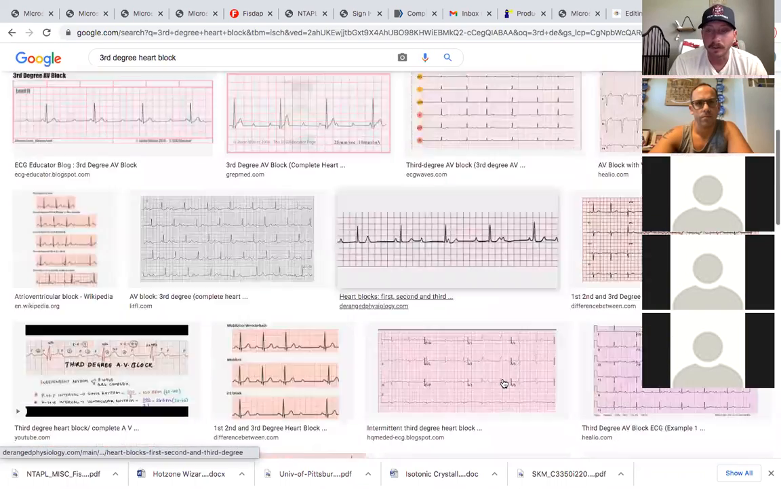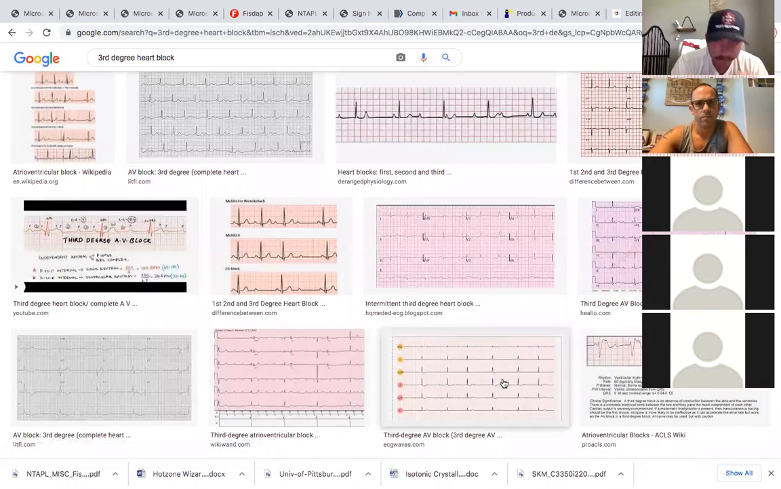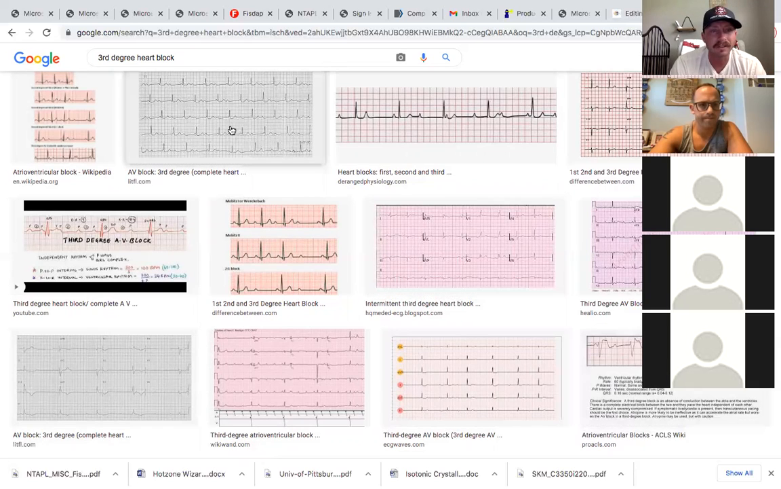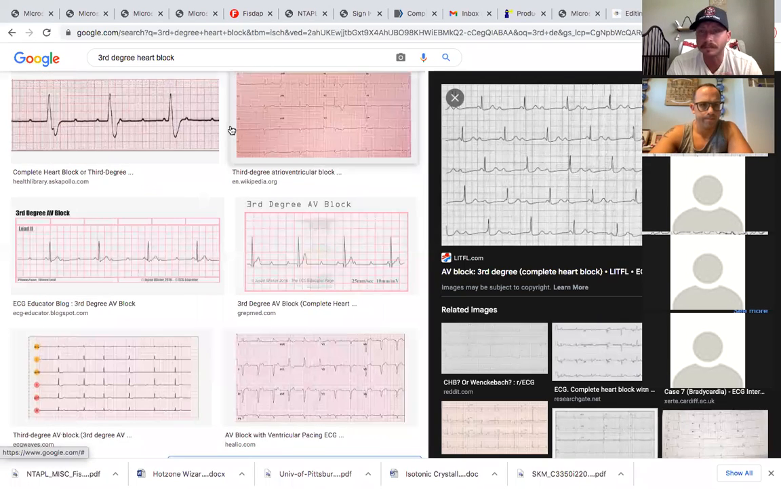Let's look down into our heart blocks. I just want to touch on third degree AV blocks because I feel like these sometimes can be the hardest to recognize.